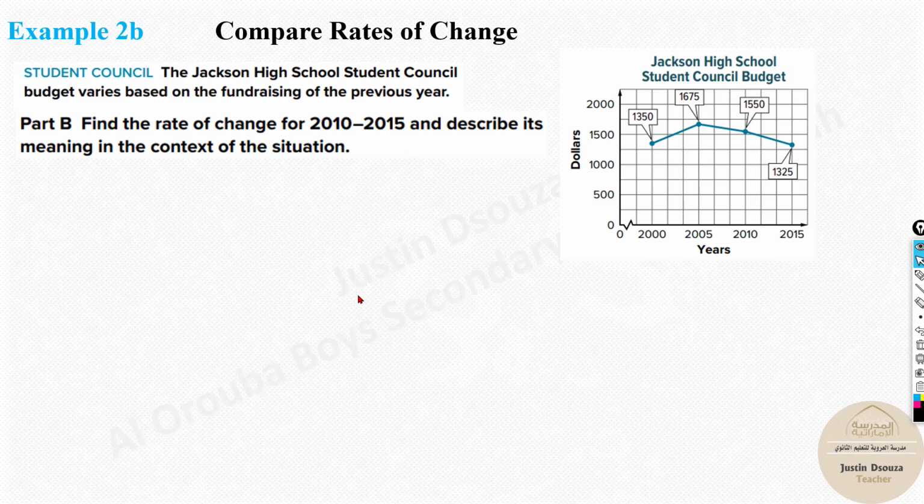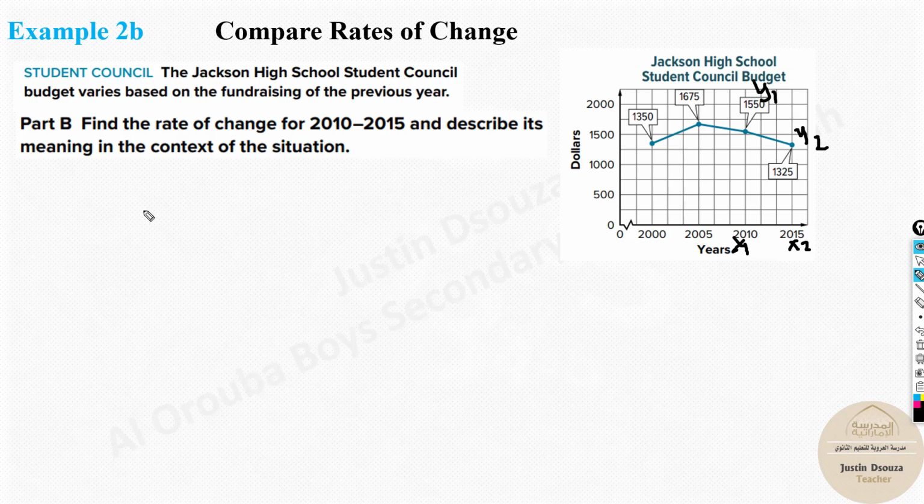I hope you tried the problem. Now we will solve it over here. So first, let's see, it's from 2000 to 2015. I'll write it directly. First, you need to write the y values. It is 1550 minus 1675 divided by the x2, which is 2015. Oh, sorry. I was doing 2010 to 2005. This is wrong. We have to do from 2010 to 2015. That means x1, x2, and this is y2, y1.